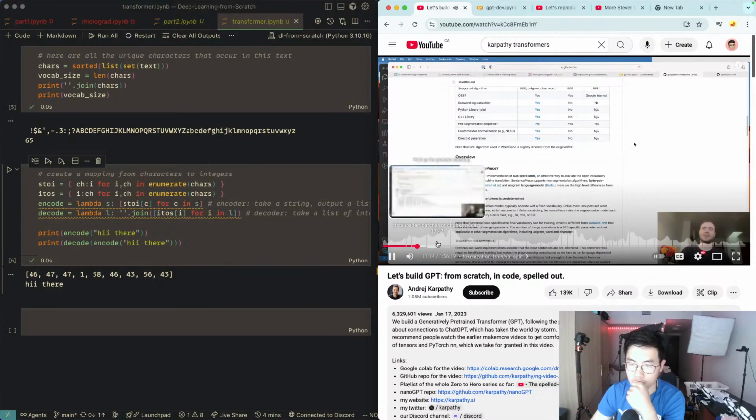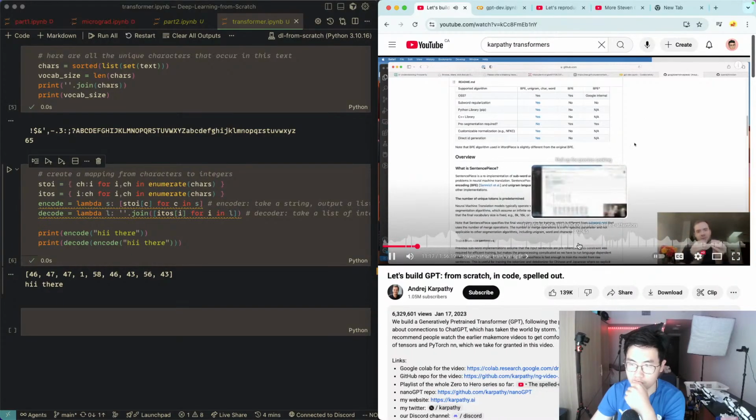And what that means is that you're not encoding entire words, but you're also not encoding individual characters. It's a subword unit level, and that's usually what's adopted in practice.